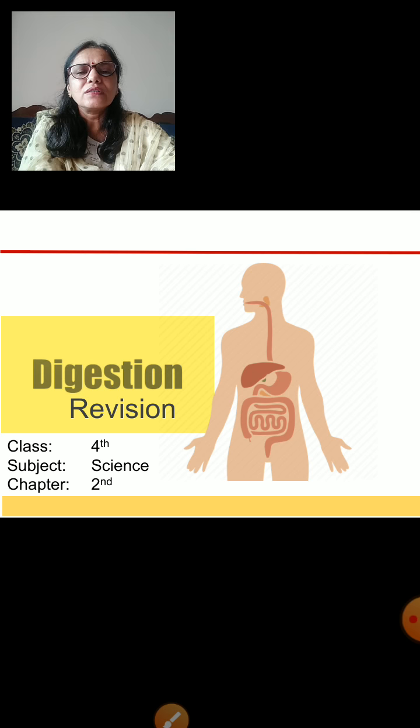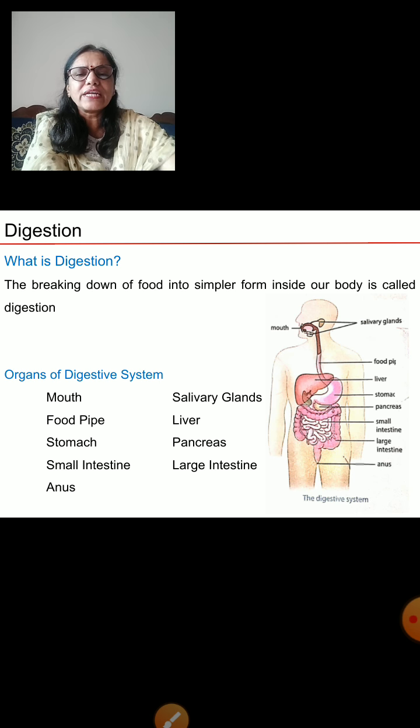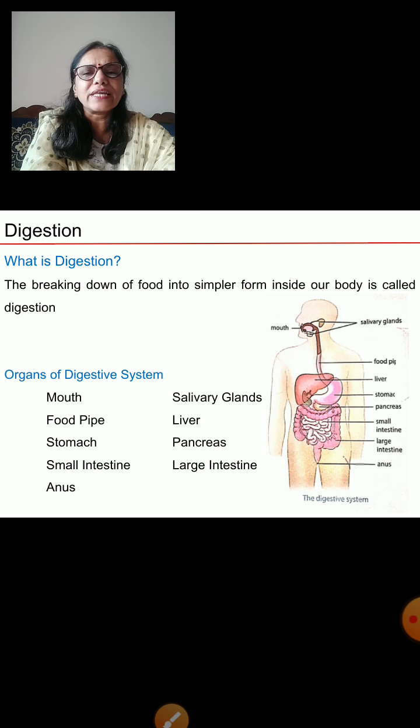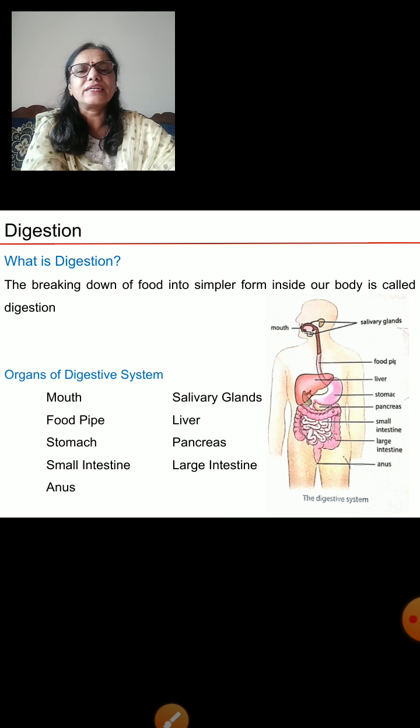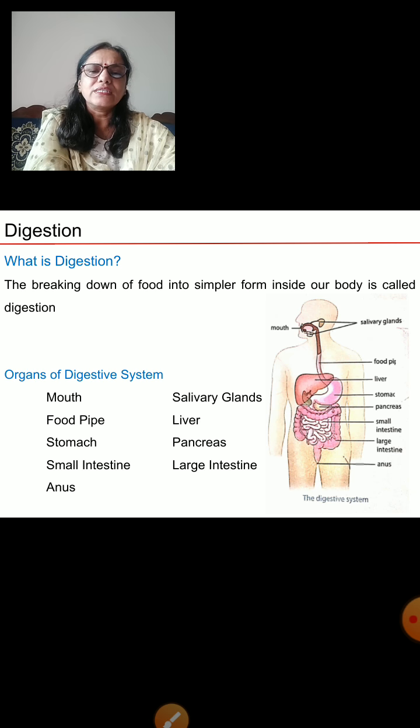So you know, the food that you eat cannot be used directly to give you the energy. So, it is to be digested. So, what is digestion? The breaking down of food into simpler form inside our body is called digestion. And to help this digestion, one organ is not responsible. There are many organs which help in digestion and that forms the digestive system.